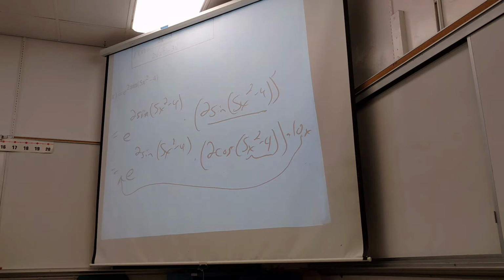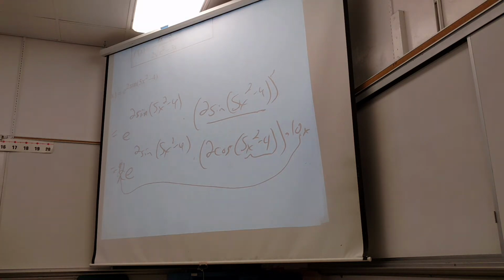And then you just pull that 10x out front. That's the last little simplification you can do. Multiply it by whatever's there. Nothing's there, so it's just 10x. If you didn't move it out there, it's not a big deal. But if there was a 2 out here, you've got to bring it up and make it 20x. But there wasn't, so it's okay.